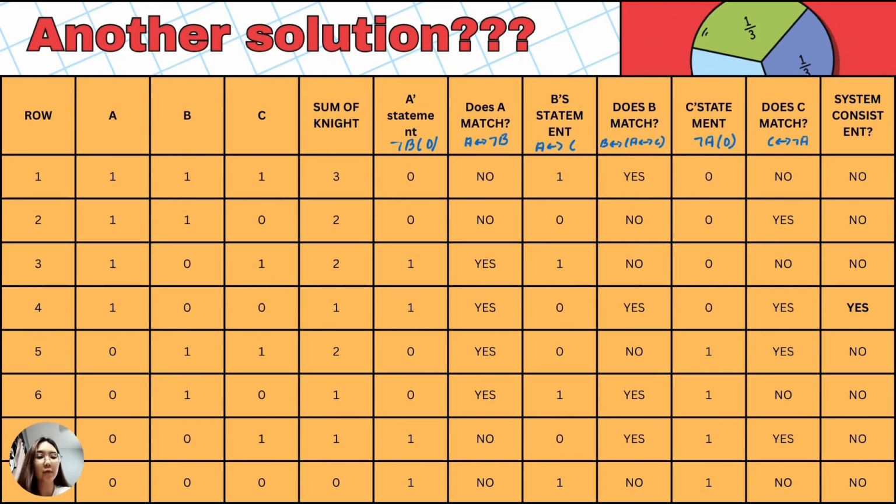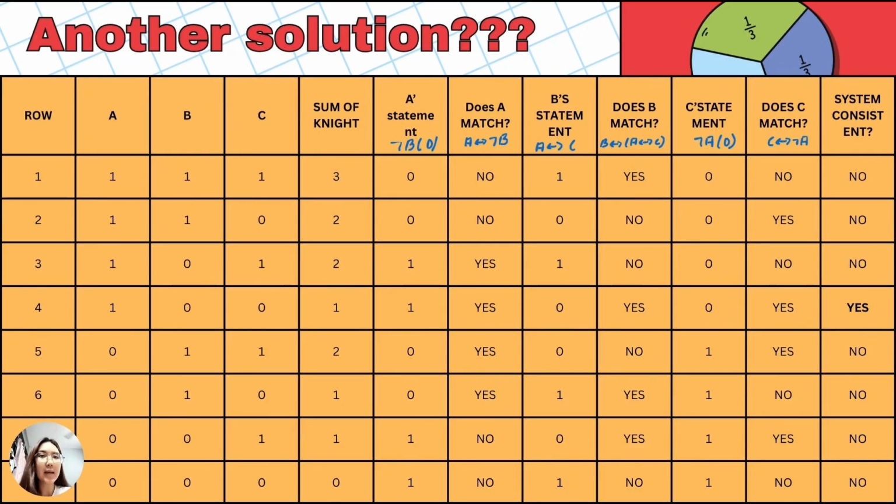And we also have to calculate the sum of knights. For example, in row 1, the sum of knights is 3. And the second one is 2, and so on. And we also have to look at A's statement. So A says that B is a knave, which means B is not a knight. So B is equal to 0.